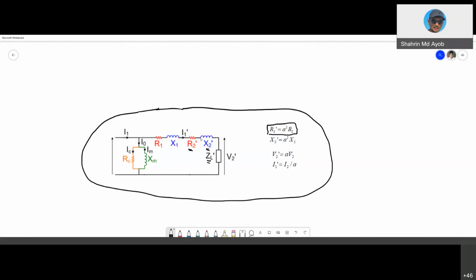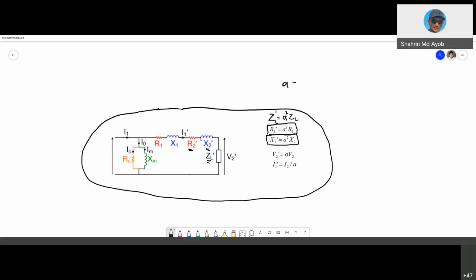Okay, so R2 prime is actually the resistor value after you have converted, or referred, to the primary side. As you can see here, all the resistance and also the impedance, for example Z load prime, when you refer to the primary side, use this equation. Please use this equation, meaning that the factor is A squared.